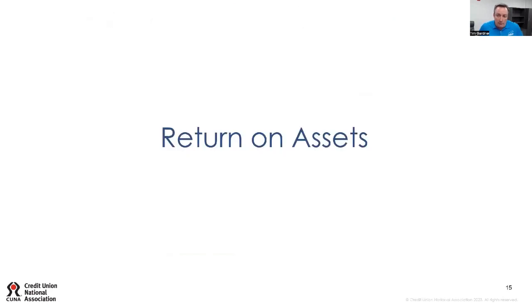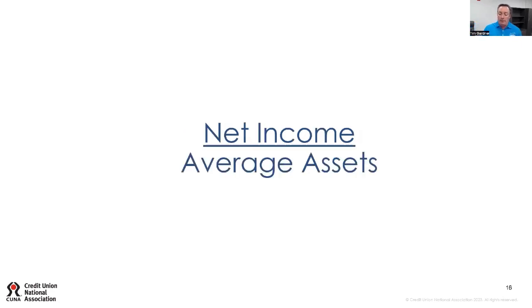And then we get to what's probably the most focused, the most talked about ratio for us in the credit union movement, which is ROA, or return on assets. And the reason that gets the most run, if you will, is because it's really how much net income are we making in relation to our average assets.